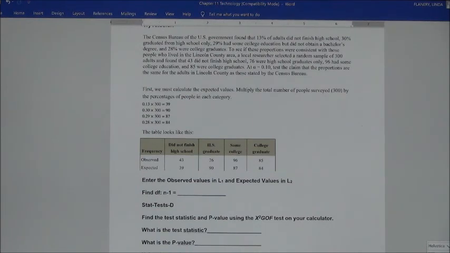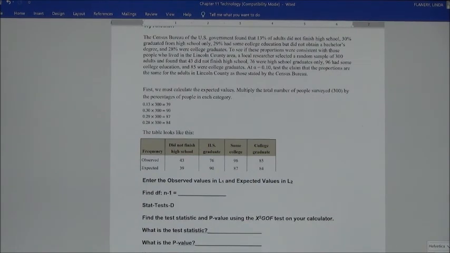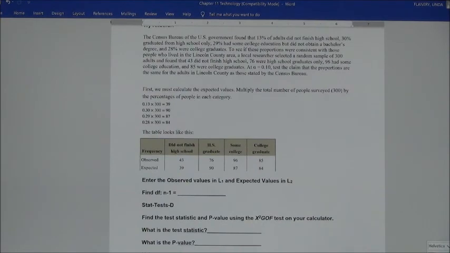76 were high school graduates, 96 had some college education, and 85 were college graduates. At an alpha level, or a significance level, of 10%, 0.10, test the claim that the proportions are the same for all adults in Lincoln County as those stated by the Census Bureau. So again, the claim is that the proportions are the same, and so our null hypothesis will be the equal. The alternative hypothesis will be the not equal.